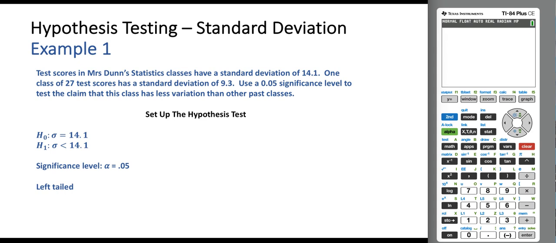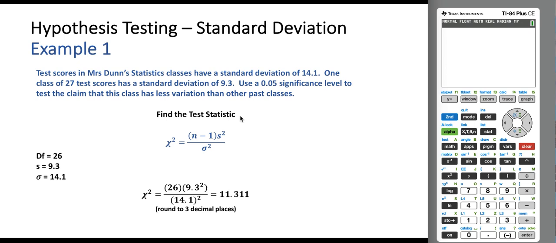Okay, next step is to find that test statistic. Now, make sure you realize you know this information. The degrees of freedom is 26, one less than 27. The sample standard deviation is 9.3, and the population standard deviation, we're going to use 14.1. When we substitute those numbers into this equation, we get a test statistic of 11.311. We always round those chi-squared test statistics to 3 decimal places. That's what they're rounded to in the chart, so that's what we'll round them to.